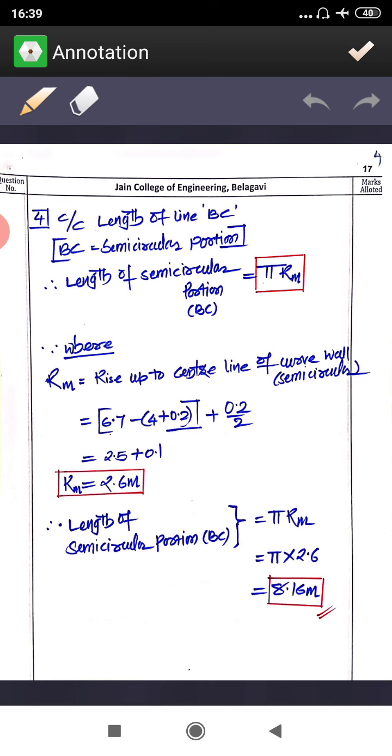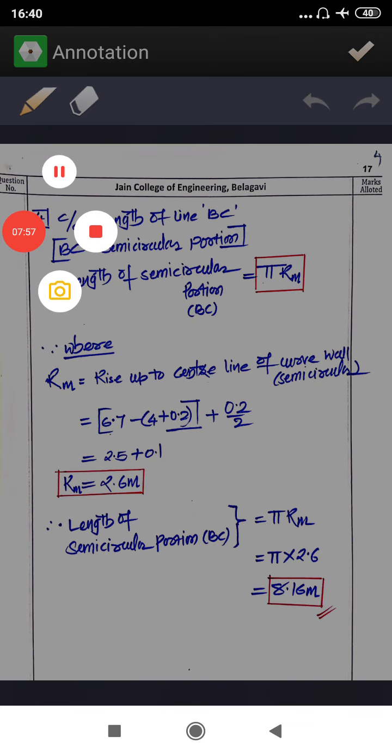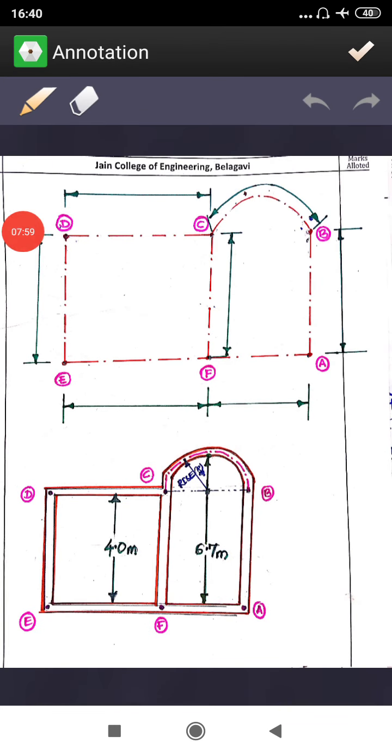Now how to get the length of the semicircular portion BC? That is pi rm, where rm is the mean radius, or you can call it the mean rise, right? I'll show you in the figure where I'm going to take that from. I have to take this portion from here to here. Now how to get this? If I extend this center to center line here, then from this center, this will be my rise. Now how to get this? Here, this is my rise, plus half of the wall thickness I have to add there, right?